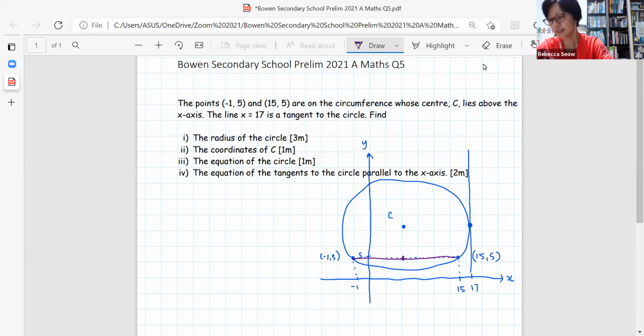Now, this is based on the circle property that the line drawn from the center of the circle to the midpoint of the chord is perpendicular to the chord, at 90 degrees. Right. So without further ado, let's find the distance between these 2 points on the circumference first.